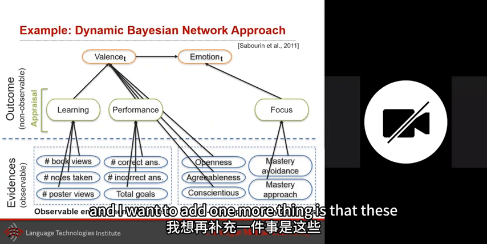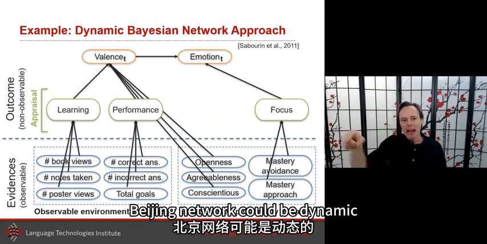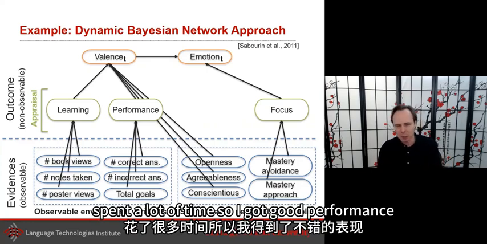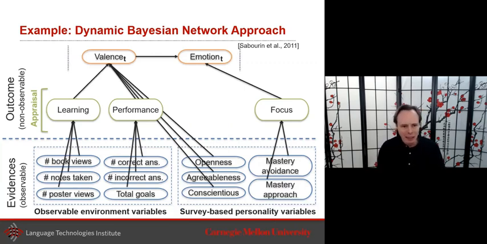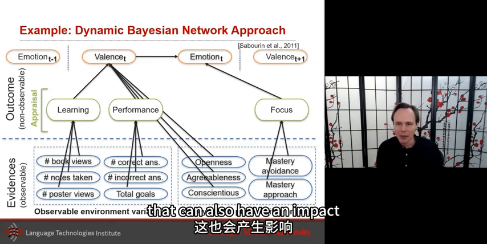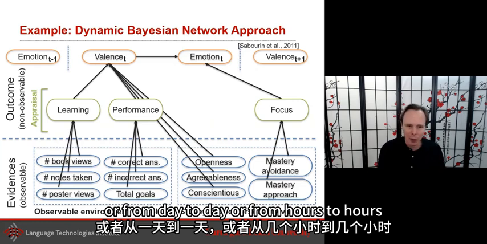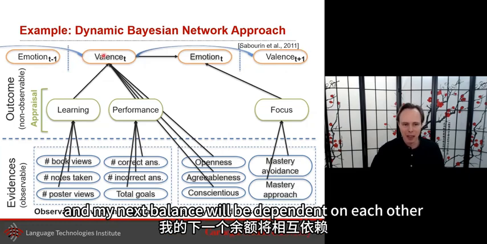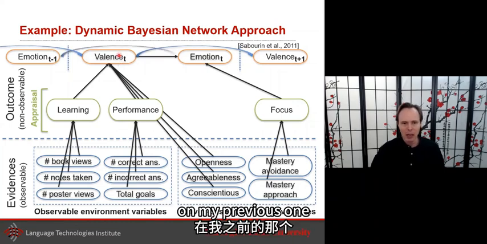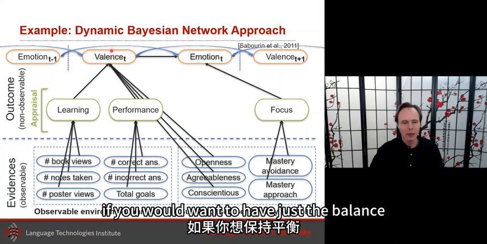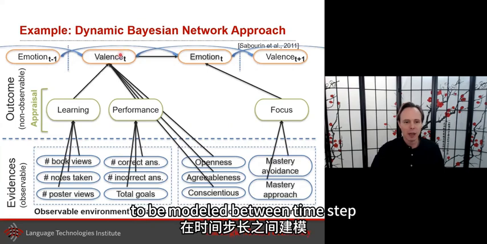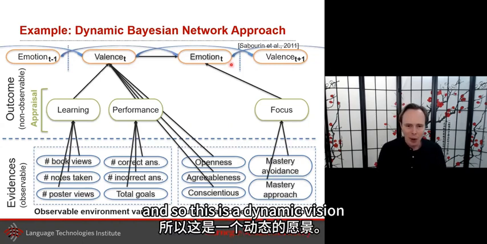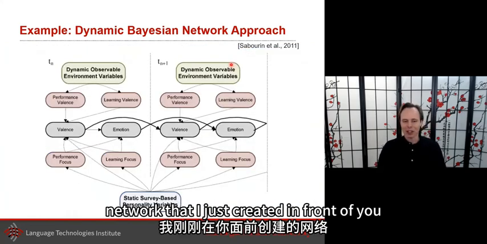And I want to add one more thing: these Bayesian networks could be dynamic. Right now, for this lecture today, I spent a lot of time, so I got good performance. But maybe next week, that can also have an impact, or from day to day, or from hour to hour. So my balance will also probably depend on my previous balance, and my next balance will depend on my previous one, and maybe the emotion as well, although this is debatable: whether you want just the balance to be modeled between time steps, or you would like the emotion to be there too. And so this is a dynamic Bayesian network that I just created in front of you.